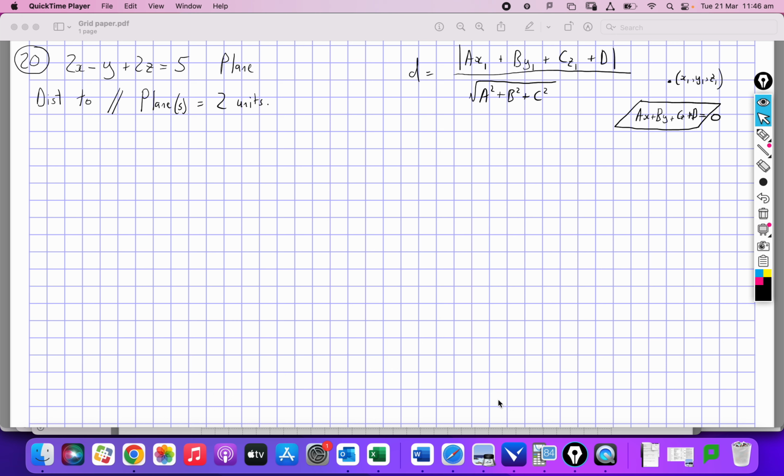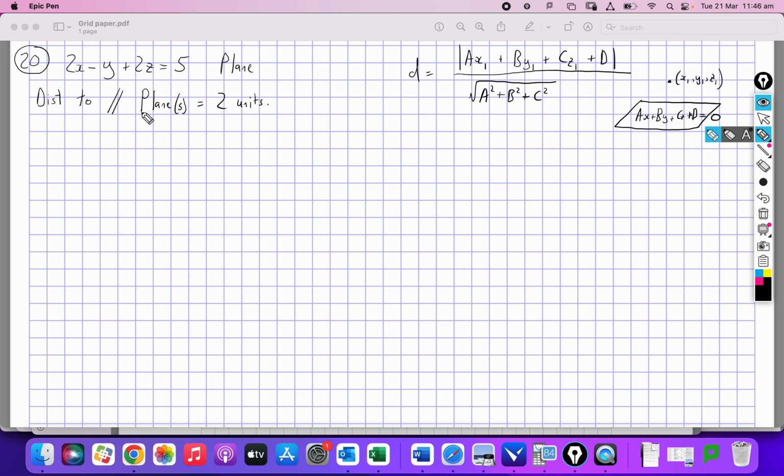Now, this is question 20 in exercise 6H. The question gives you a distance to another plane. They give you a plane equation, 2x minus y plus 2z equals 5. They tell you that there's two planes that are a distance of 2 units from this plane.